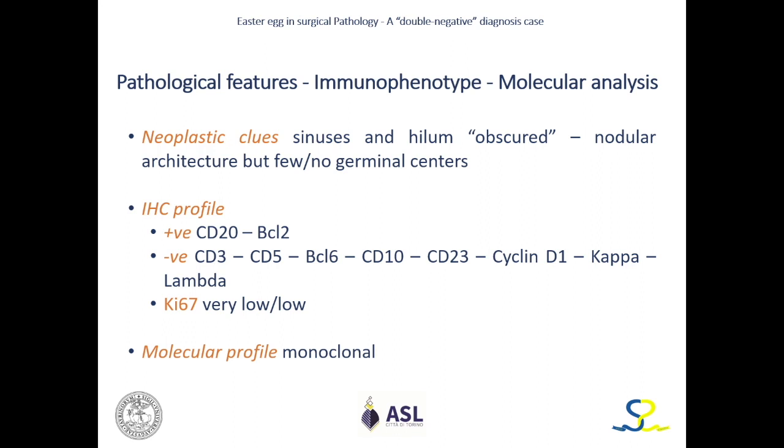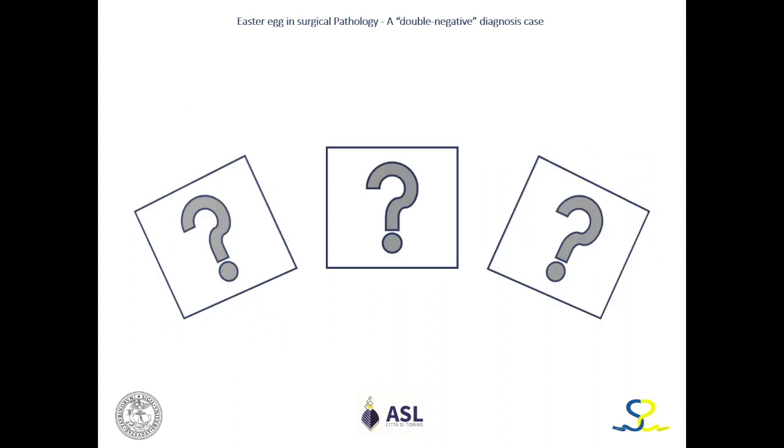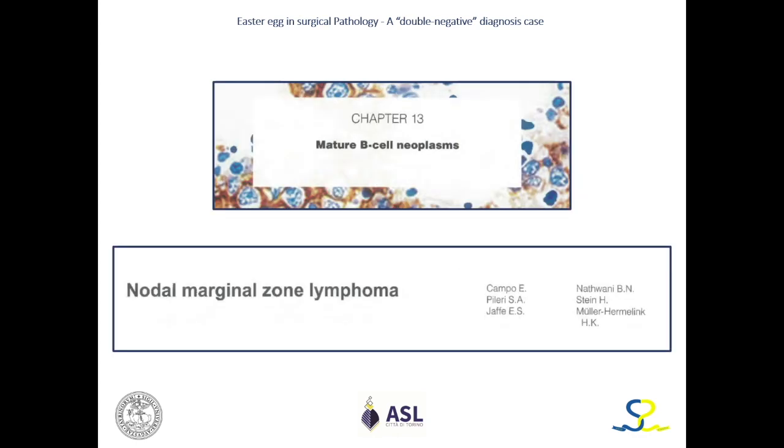There is this nodular pattern, nodular architecture, but with only two germinal centers. And the immunohistochemical profile is almost negative for everything, but consistent with B-cell lymphoma. And this is quite informative, that it is negative because, as we have seen, it excludes some entities. And finally, the molecular analysis confirmation. So, your guess? Well, based on these elements, we made a diagnosis of a nodal marginal zone lymphoma.